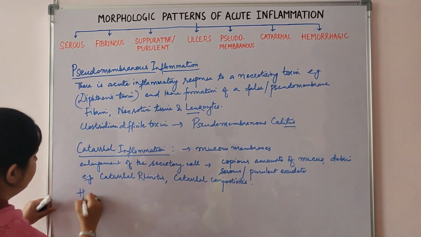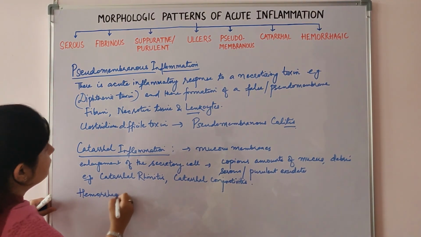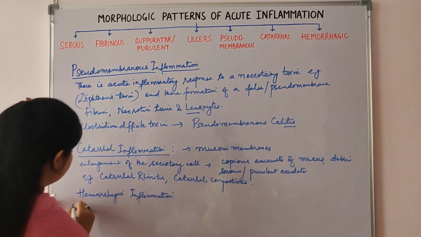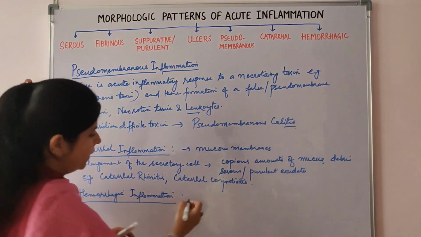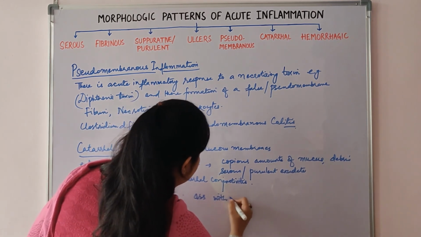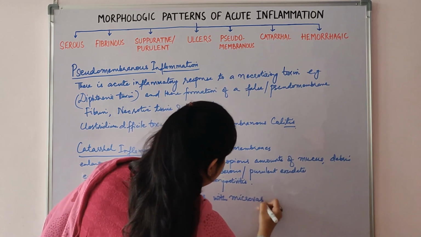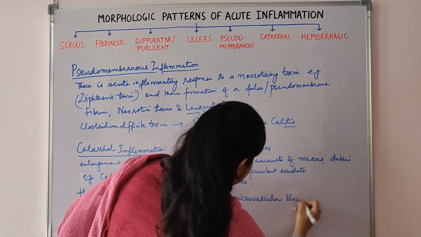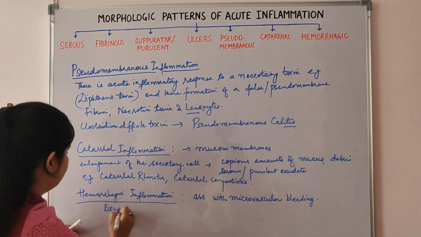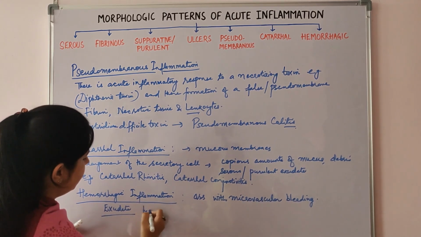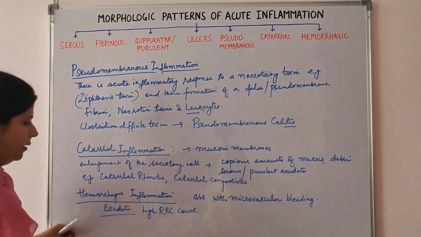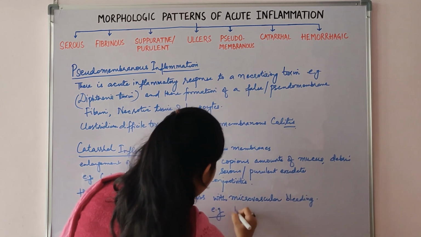and the last one is the hemorrhagic inflammation. So this inflammation is associated with microvascular bleeding. So in the exudate there is high RBC count. Example is hemorrhagic pancreatitis.